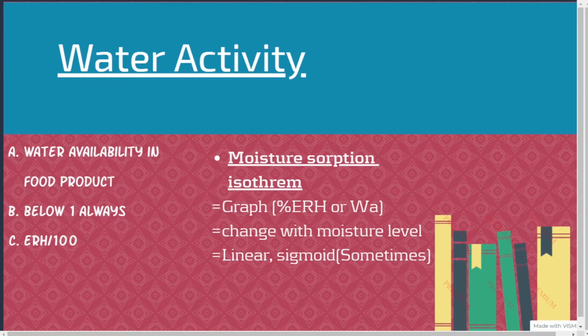Simple as that. And how can we measure water activity? It is ERH divided by 100. ERH, as I have already told you, is equilibrium relative humidity. To quote water activity in scientific terms, it is basically the ratio of partial pressure of water in food to partial pressure of pure water. It is very simple.